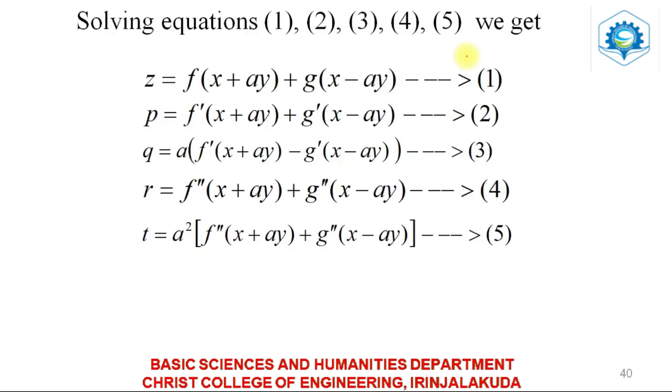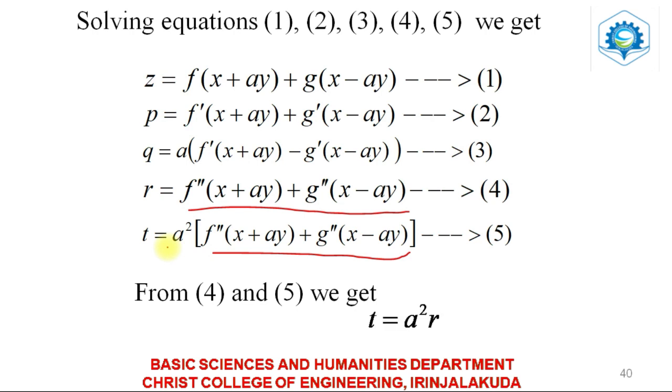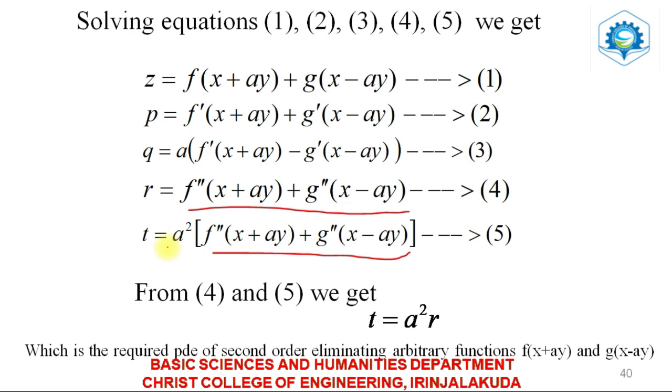Consider the fourth and fifth equations. Note that in the fourth equation you have f''(x + ay) plus g''(x - ay), which is the same as the term inside t equal to a squared into f''(x + ay) plus g''(x - ay). So if you substitute r for this expression, from 4 and 5 we get t equal to a squared r, which is an equation independent of the arbitrary functions f and g. Therefore that is the required solution.